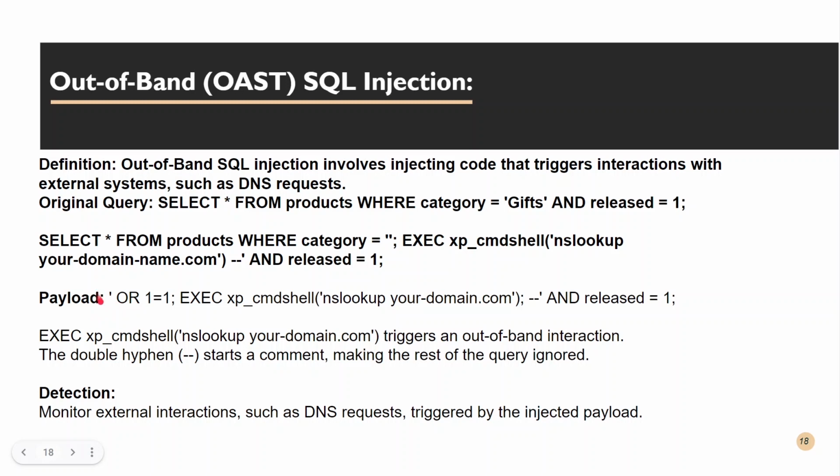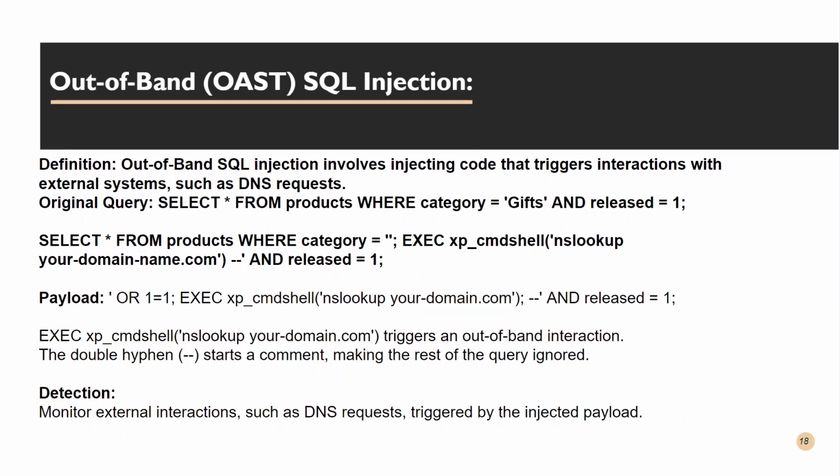We break using the single quote, then we issue the logical operator with a condition that always evaluates to true. Then we perform a stacked query here by using the exec function to execute the xp_cmdshell stored procedure. Then we supply our command, which is the nslookup yourdomain.com. So basically what this is going to do is to just run nslookup with the domain name you supplied in your query.